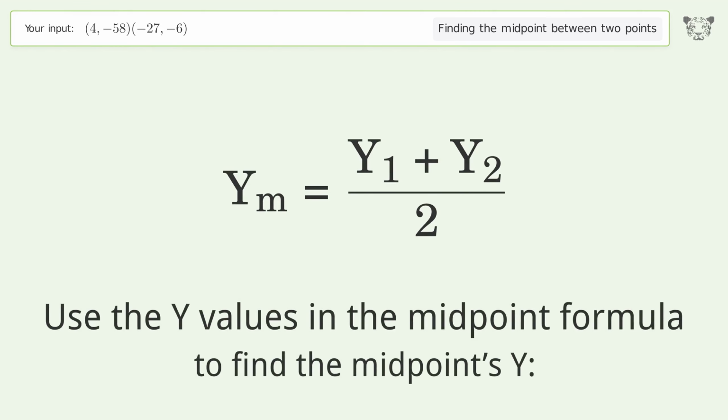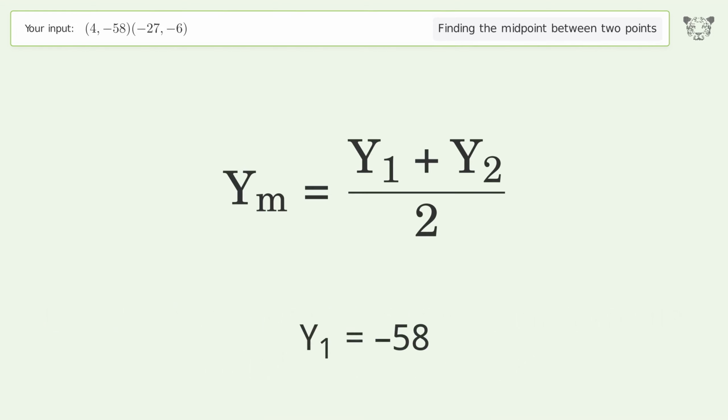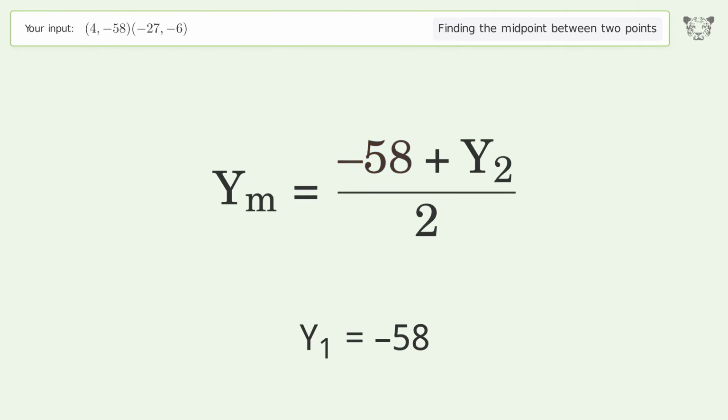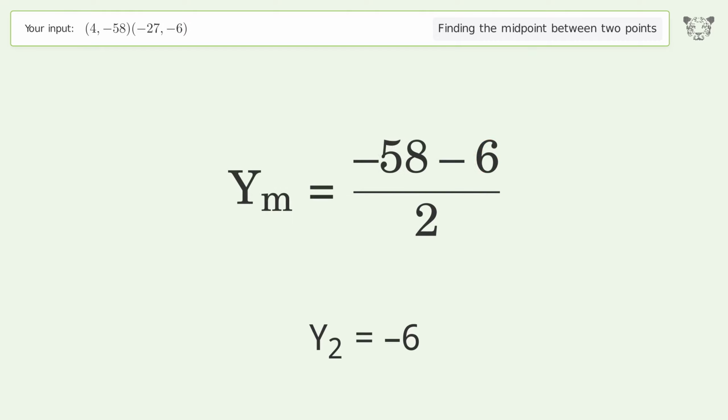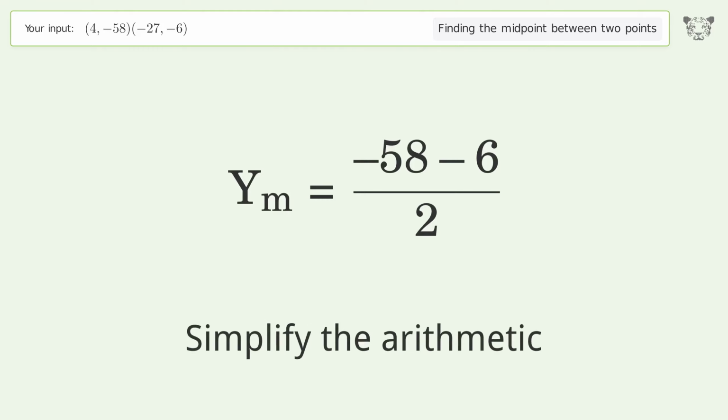Use the y values in the midpoint formula to find the midpoint's y. y1 equals negative 58. y2 equals negative 6. Simplify the arithmetic.